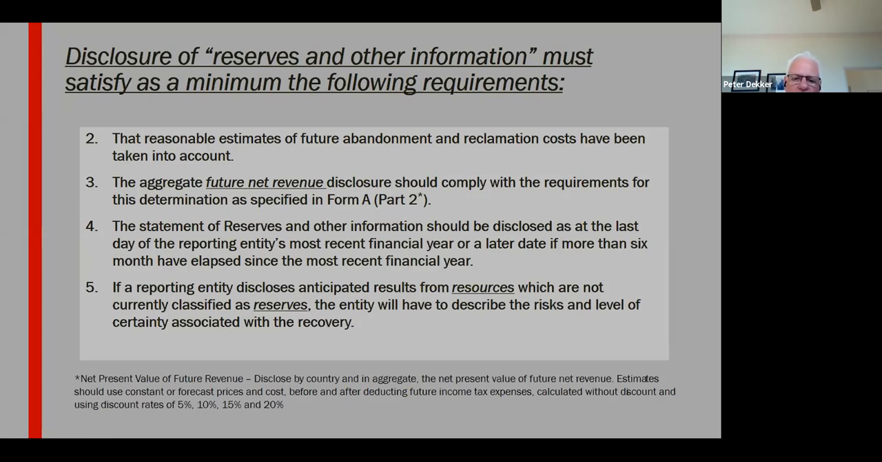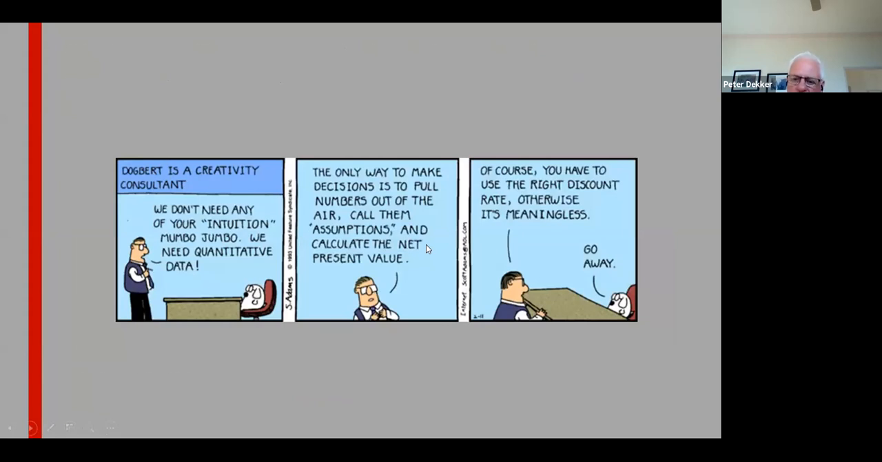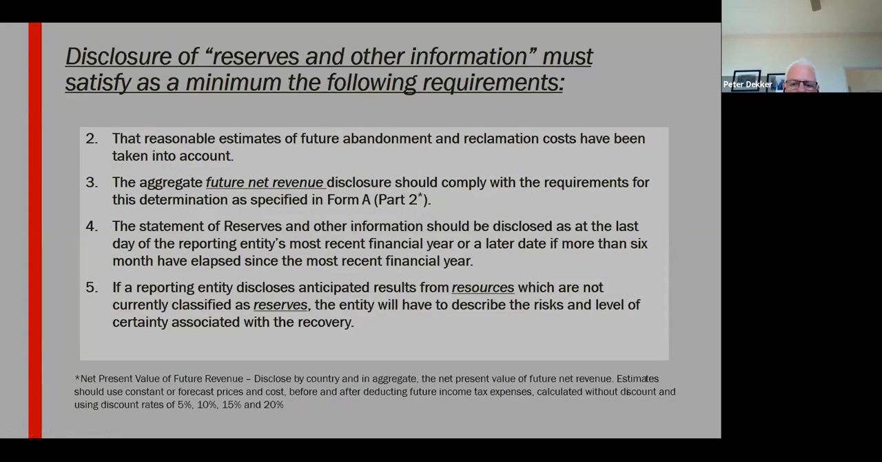The statement of reserves and other information should be disclosed at the last day of the reporting entity's most recent financial year. So generally we would require that the statement of reserves is at the last financial year, or if the last financial day of the financial year is more than 6 months ago, then it can be a new date of the financial year, but you have to state explicitly which date it is.